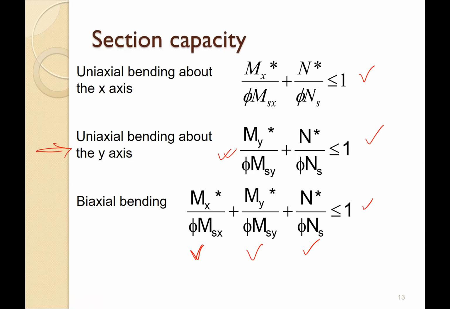Any question up to this? This is the section capacity we are looking at. No question? Okay, we will now move on.